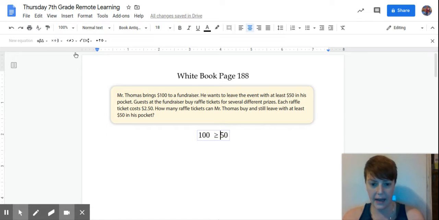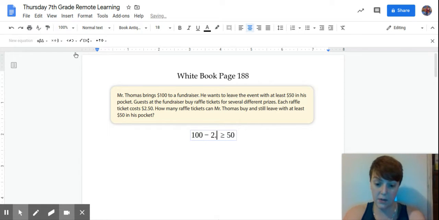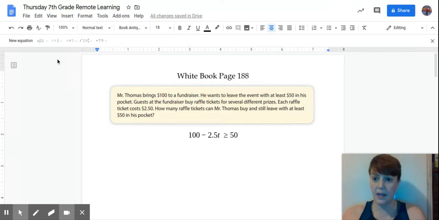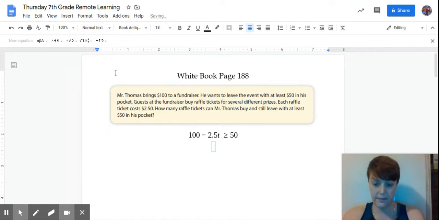So he had $100. He wants to have at least 50 at the end of the night, but he's going to buy stuff. He's going to buy raffle tickets. How many? I don't know. But he's going to buy them for $2.50 a piece. And so I'm going to put T for tickets there. So this is my setup. And so now I'm going to show you how good I am at typing and the math stuff. And we're going to continue with this.